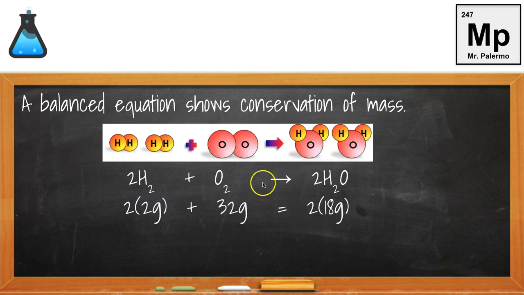So let's look at the mass. I have 2 times 2 is 4, plus 32 gives me 36 grams on the reactant side, and then 2 times 18 gives me 36 grams on the product side. So conservation of mass can be shown by just counting the number of atoms and seeing if they're the same on both sides.